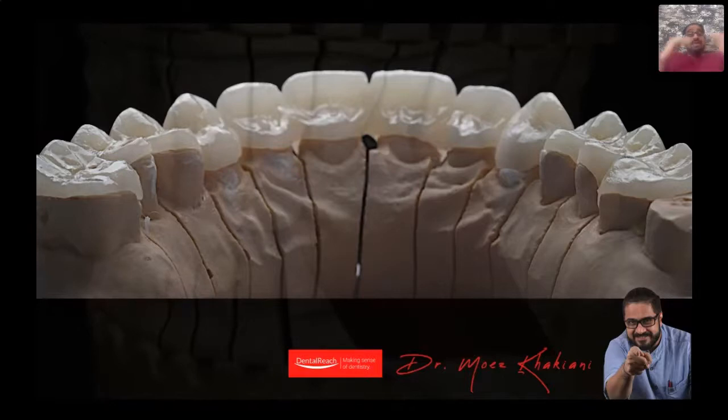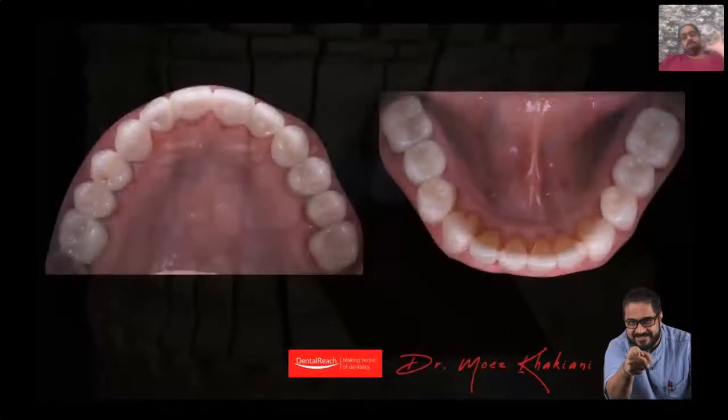Now remember, with just this much reduction, you will never expose the pulp, especially in a bruxer, because in bruxers you have so much tertiary dentin, the pulp has actually receded away. So do not fear any pulpal exposure in these patients. We go ahead and we bond them in. All the maxillary, all the mandibulars.